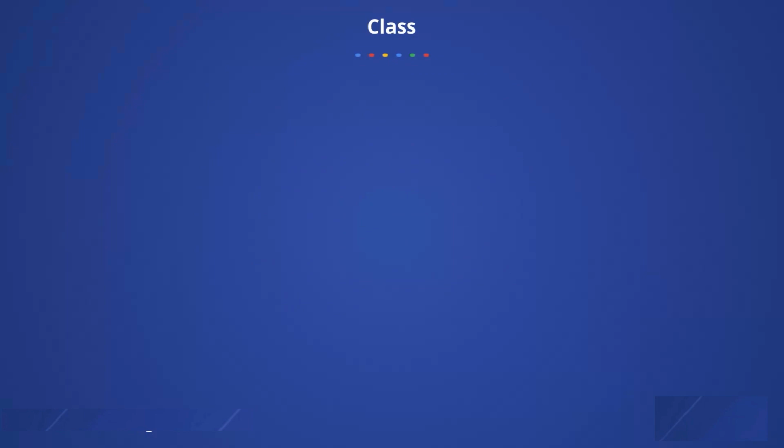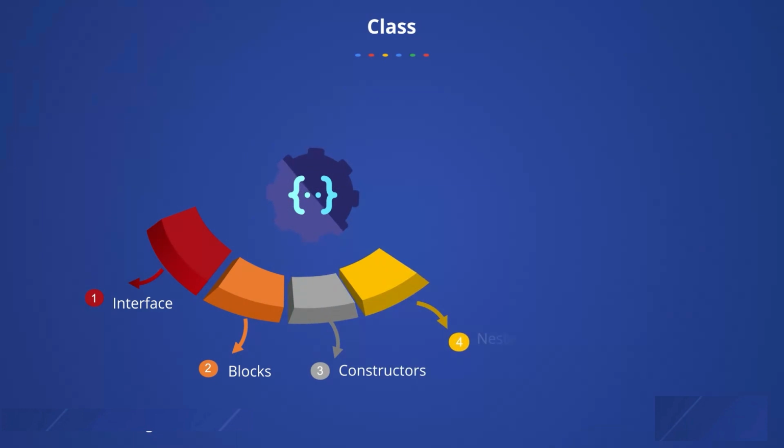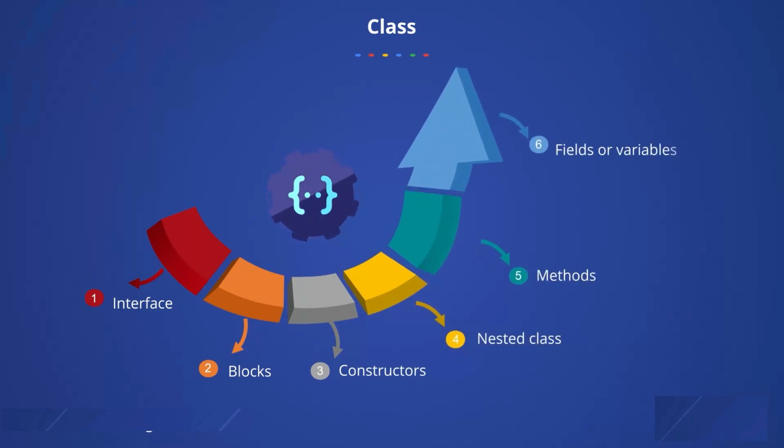Now, in the programming world, where all can we create these classes and what types of it? We can create class interfaces, we can create class blocks, we can have classes with constructors, we can have nested classes, we can have classes with methods, fields, or variables. So overall, you can create interfaces, class blocks, constructors, nested classes, classes with methods, and classes with fields or variables also.